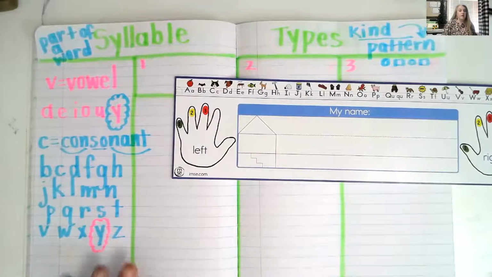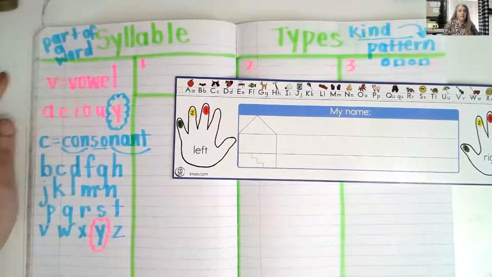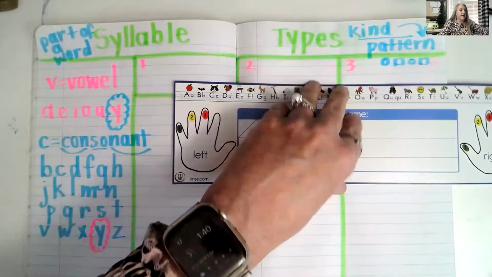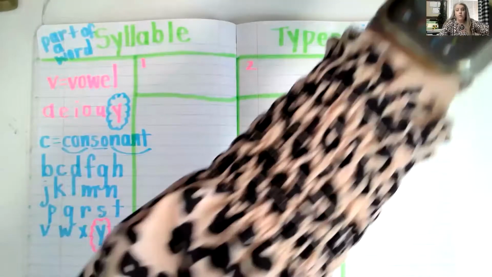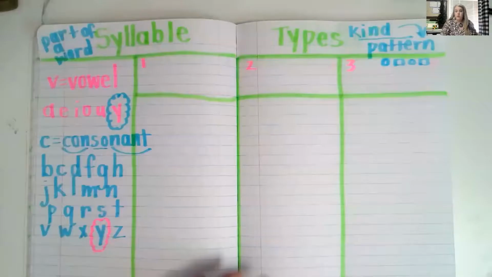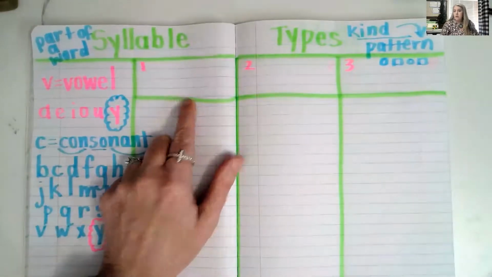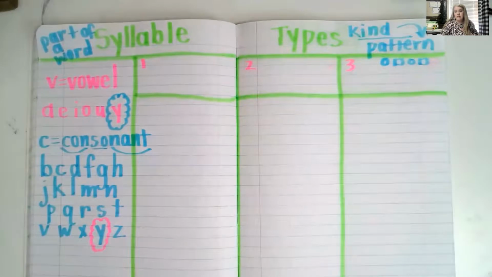So we have to know the difference between our vowels and our consonants when we're talking about syllable types, especially because we're going to be coding in this lesson with V's and C's, and they need to know what that means whenever we're doing this lesson. Basically that is going to be video number 1 of this lesson. When you go to video number 2, we're going to talk about the first syllable type, which will be the closed pattern.